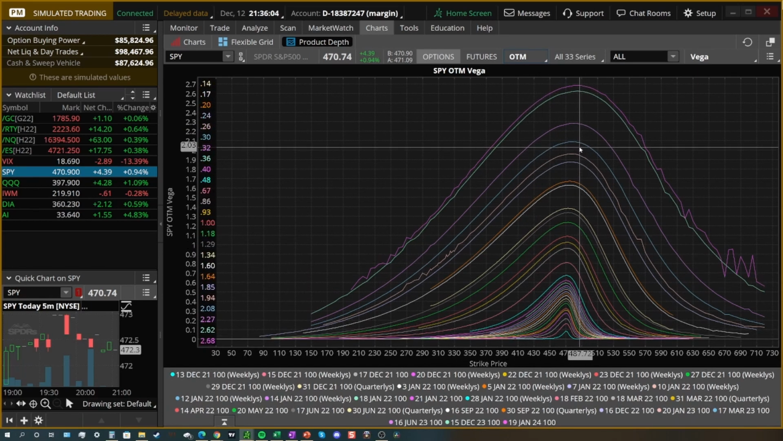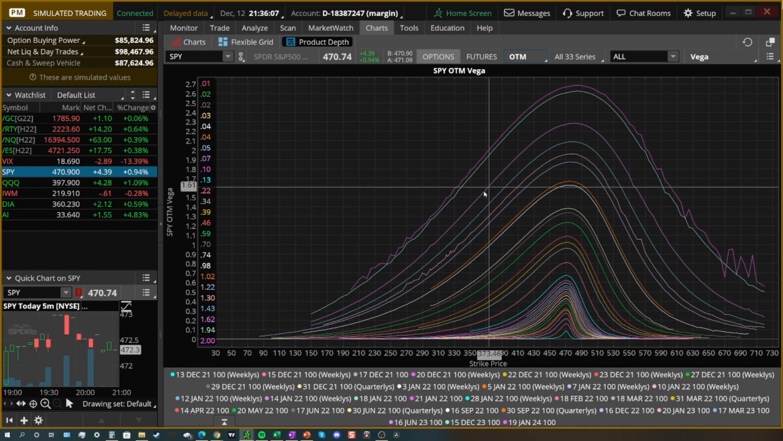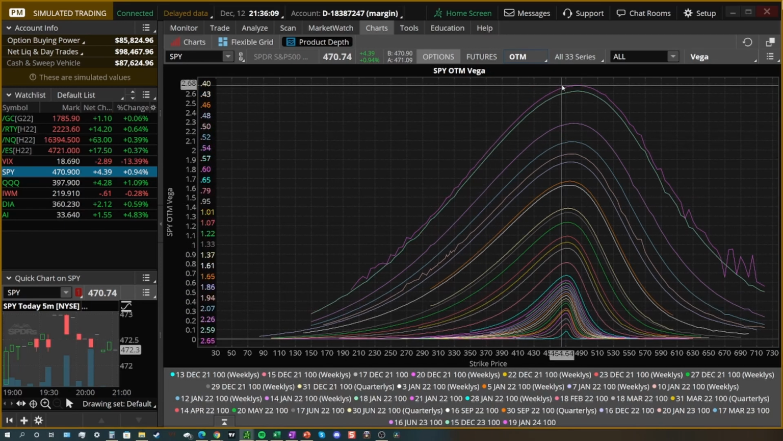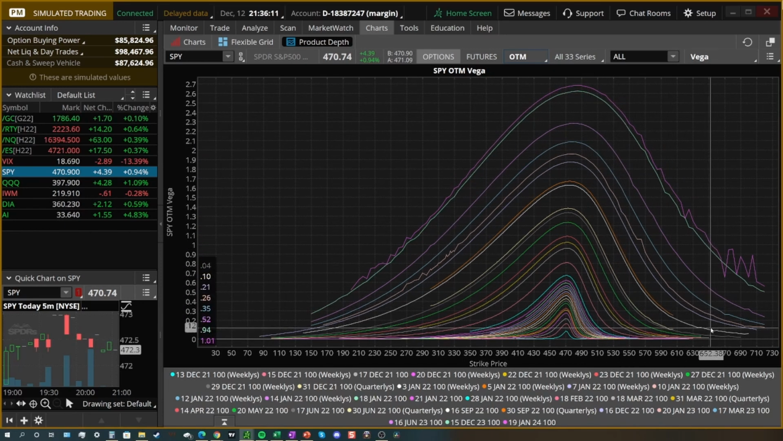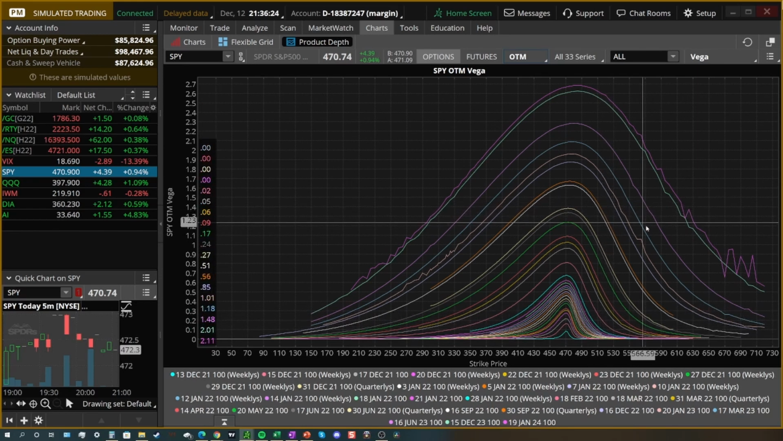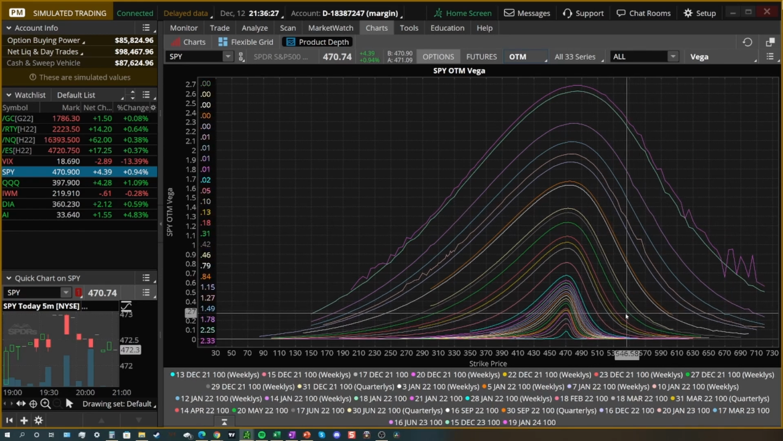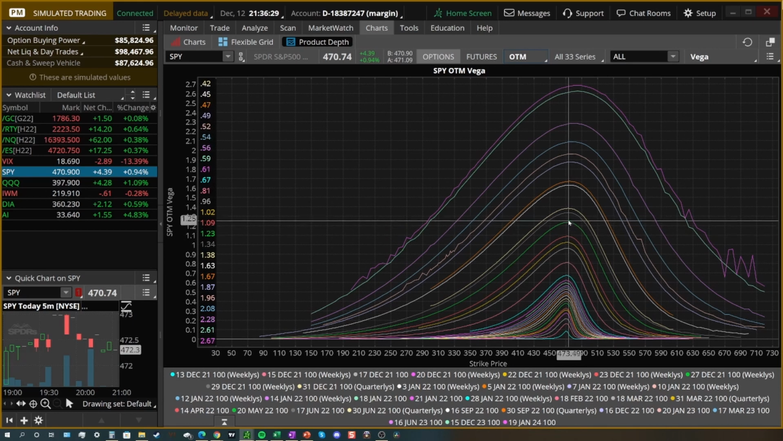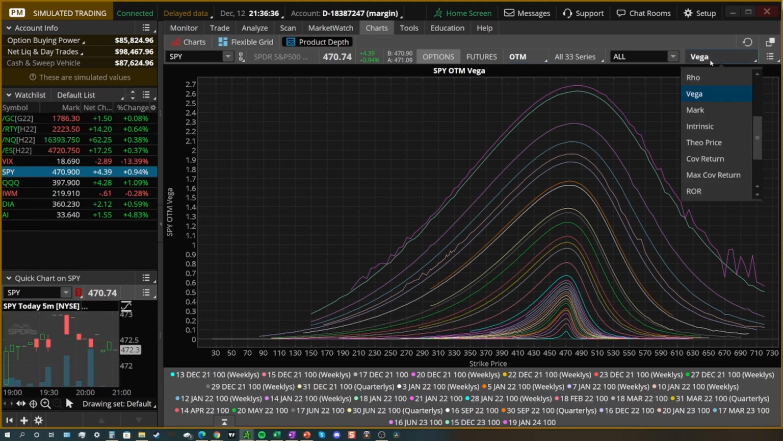And just so you know, if you haven't heard me before, each one of these lines represents an expiration date. Okay, and you got the strikes down below, and then the impact of Vega on the option price on the left side. So as you can see, the closer to the middle you get with these strikes, the higher you get on how much Vega is impacting the option price. Okay? So that's how you read that.